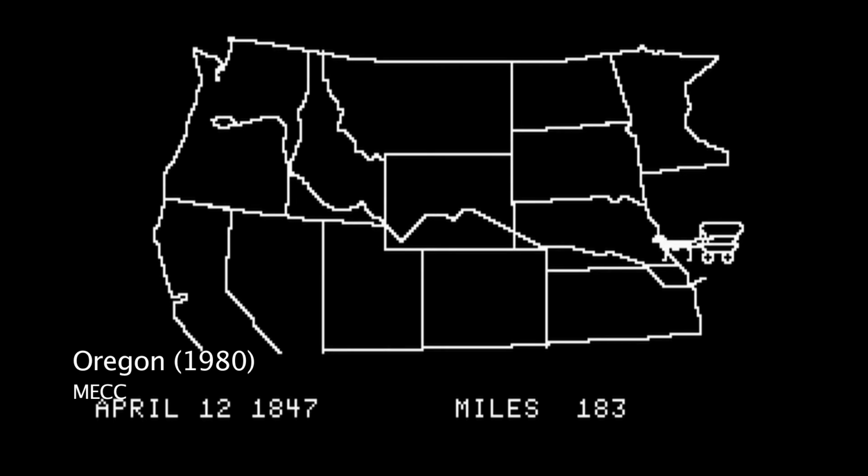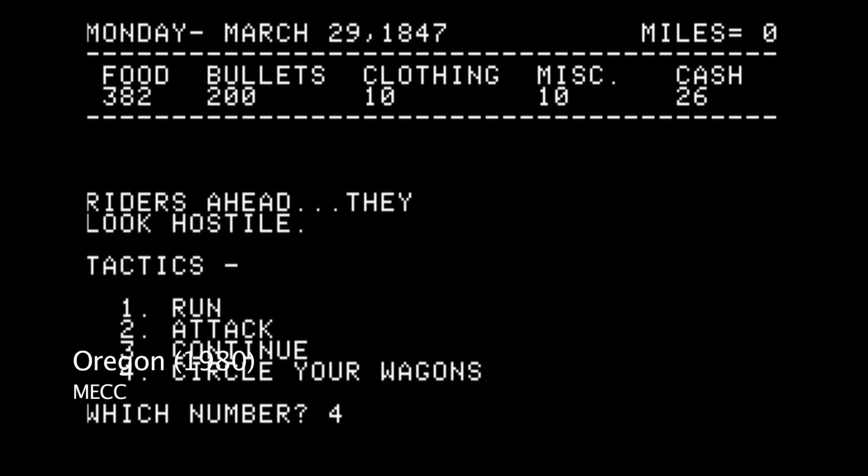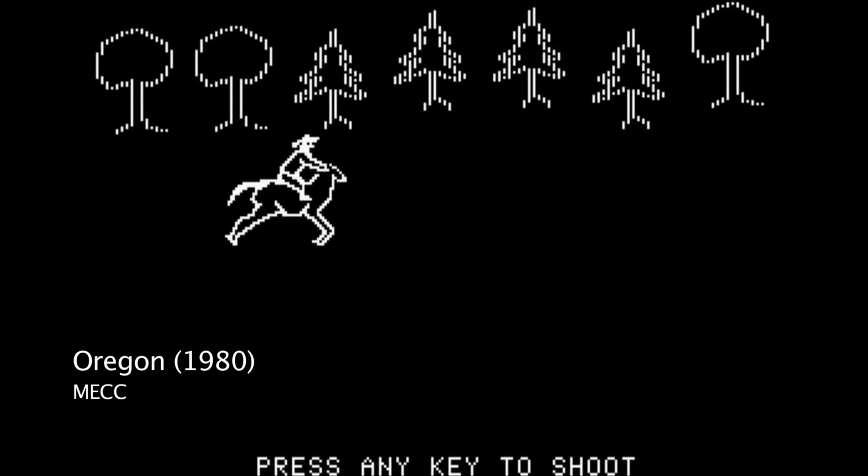Since 1971, Oregon Trail has been used by students as a teaching tool about the harsh life of pioneers in 19th century America, and in its time, it was an astounding success.